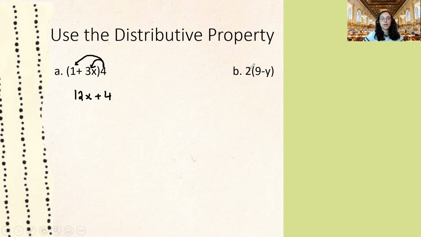For B, I have 2 times 9 minus y. So I'm going to distribute this 2 into this difference right here. So 2 times 9, they're both positive, so I'll get positive 18. And then 2 times negative y will give me negative 2y. Okay.